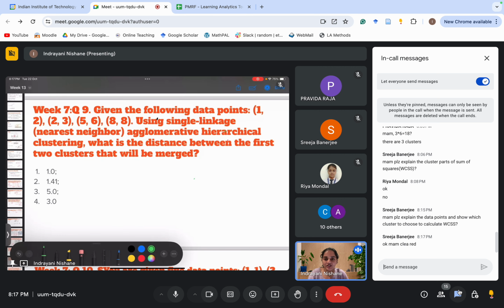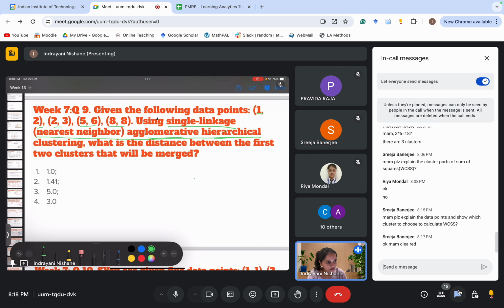So week 7 question 9, we are given some data points 1, 2, 2, 3, 5, 8 and 8, 8. So we have these 4 data points with us, and the question is, using single linkage nearest neighbor agglomerative hierarchical clustering. So this is just the long name which they have given, but the clue lies in agglomerative hierarchical clustering. What agglomerative hierarchical clustering suggests is, we consider all the 4 data points as individual clusters, and then we compute the distance between them and merge the nearest 2.